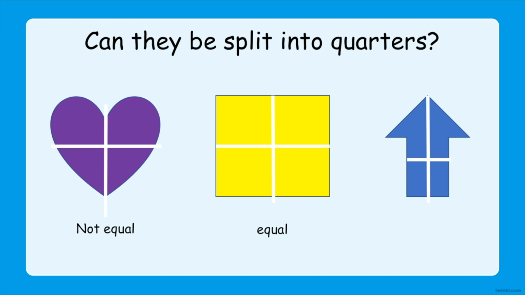And has my arrow been split into quarters? No, they are not equal because this part is a lot bigger than this part. They are not equal, so it is not in quarters.